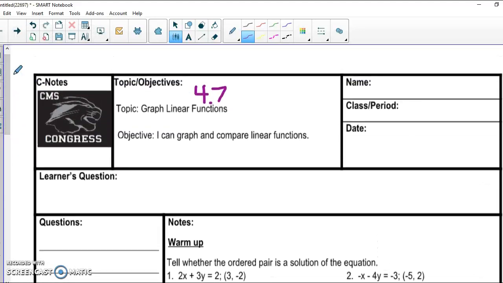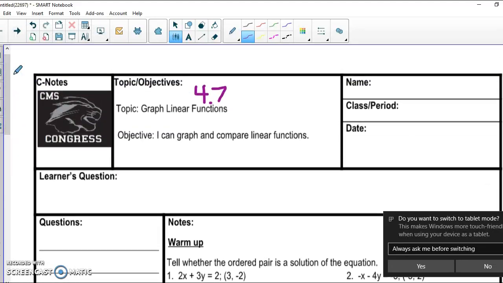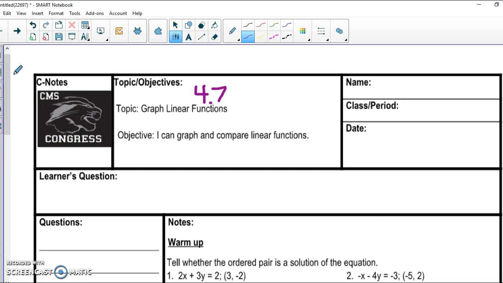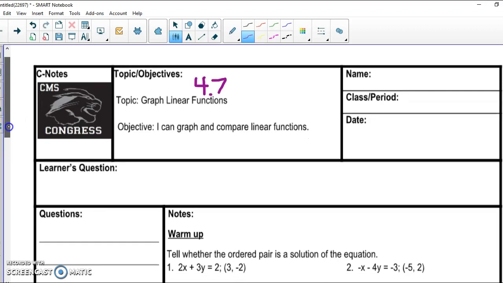All right, here we go, algebra, with our last section of chapter 4. This is 4.7, so go ahead and label that on your notes. We're going to graph linear functions. So your goal is to be able to graph and compare linear functions.